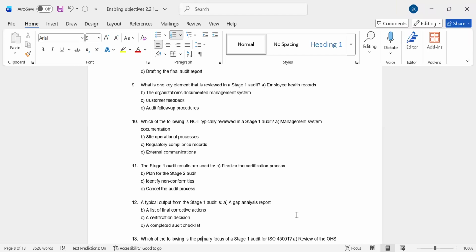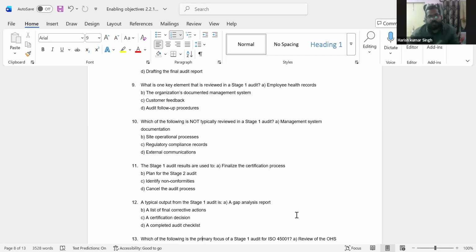10th one. Which of the following is not typically reviewed in a stage 1 audit? A. Management system documentation. B. Site operational process. C. Regulatory compliance records. D. External communications. B, site operational process. Answer D, sir. External communication.